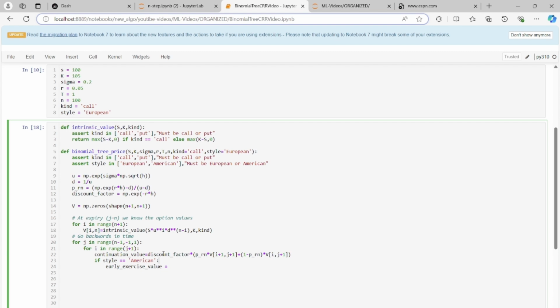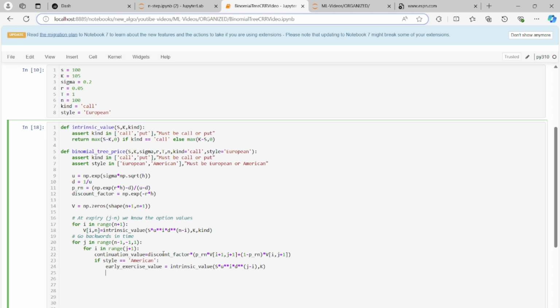It's a continuation value. But if it's an American option, you also have this early exercise value, which is going to be basically, and I probably made a mistake because I'm going so fast, it's going to probably be intrinsic value of the stock, which is S times U to the i times D to the j minus i, and K. So that's the early exercise value.